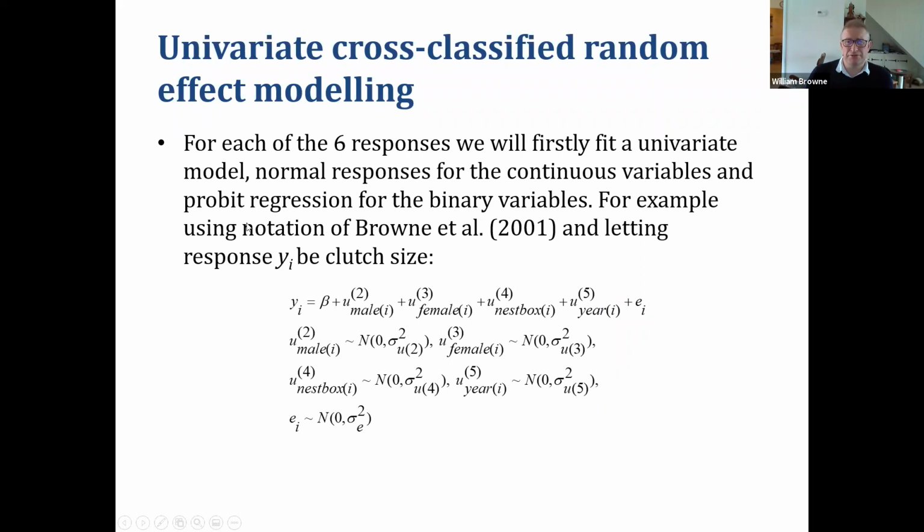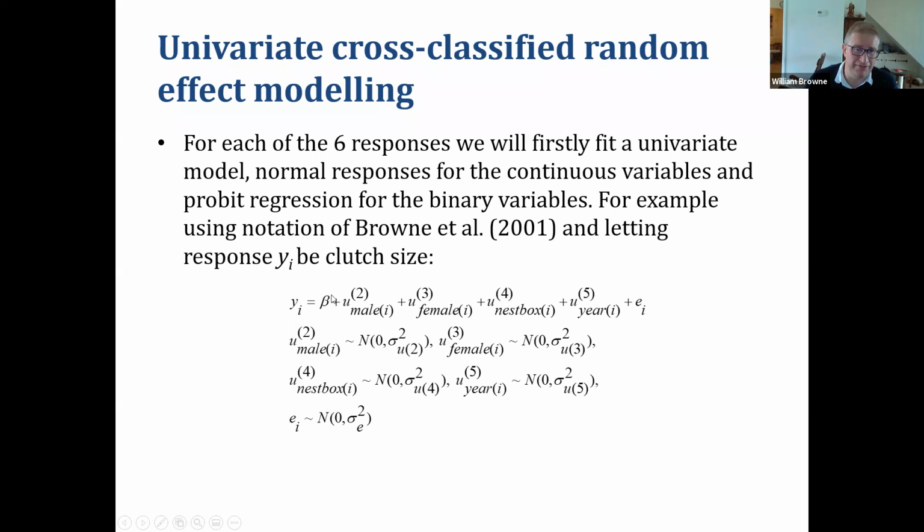Okay, so we're going to do univariate modeling, and for each of our responses, we're going to fit quite a straightforward model. We're not going to fit any extra predictors. We're just going to fit our 4 levels of classification. We use that notation from my paper in 2001.